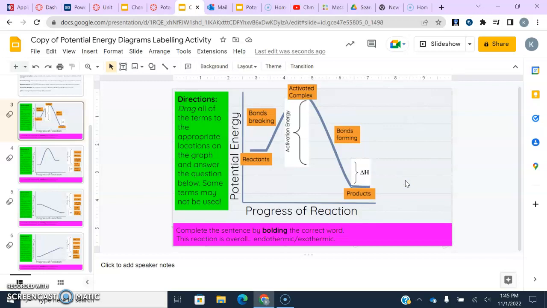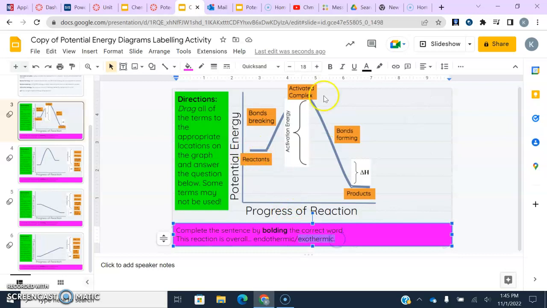Now, what do we have to do to figure out if this is endothermic or exothermic? We have to look at where our products are ending, okay? The energy of our products. Here, the energy of our products is lower than the energy of our reactants, okay? So I know that this is going to be exothermic. If the product line was above the reactant, it would be endothermic, because that would mean that the energy of the product was higher than the energy of the reactants. But since it's below, it's exothermic.